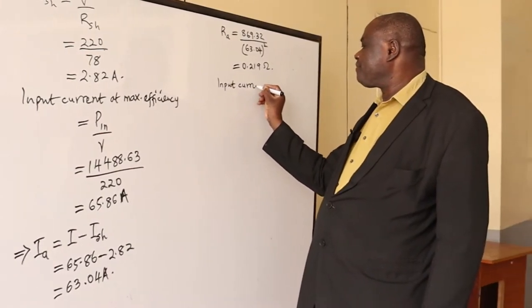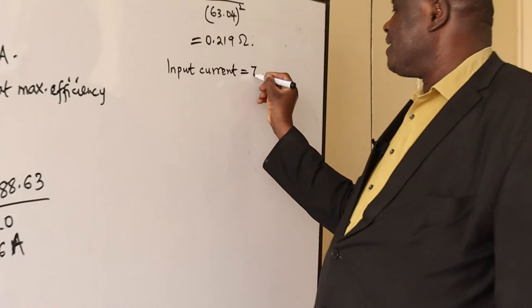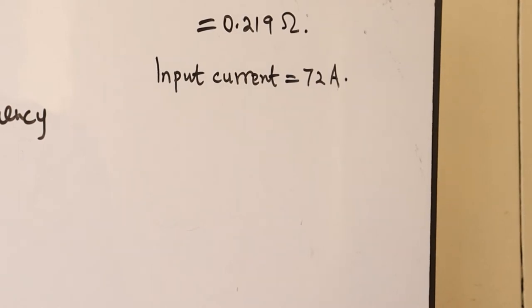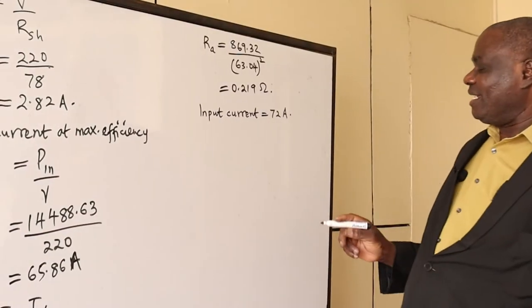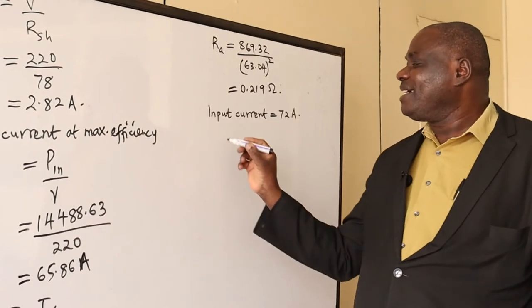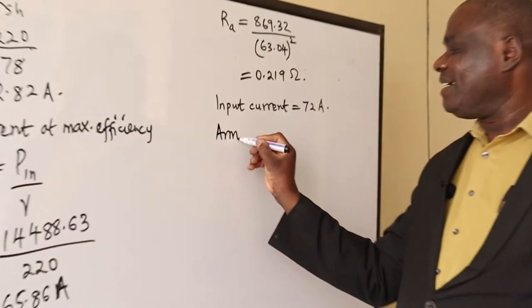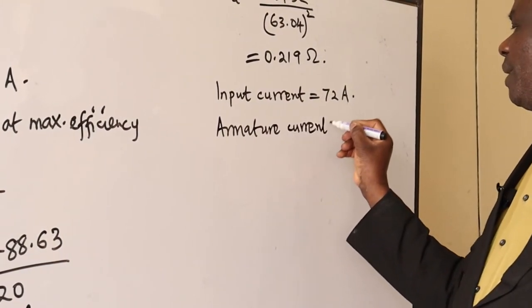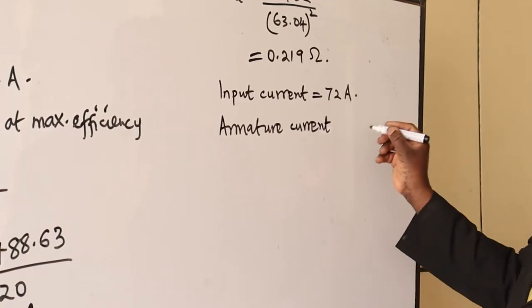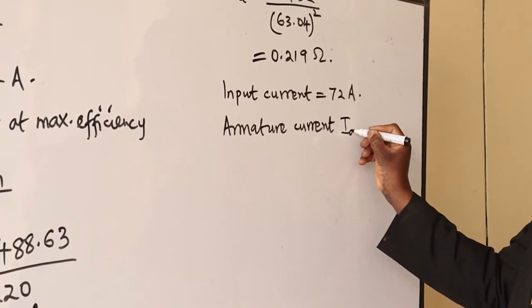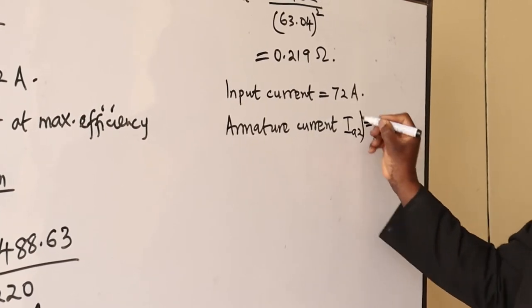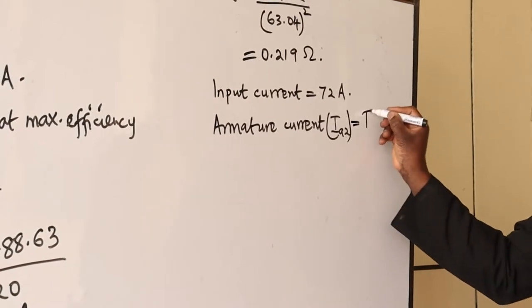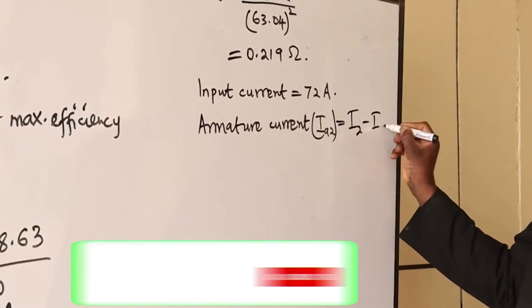Input current is now 72 amps. The new input current is now 72 amps. Therefore, armature current will now be equal to, let's call it IA2. Our IA2 will be equal to what? It will be equal to I2 minus I shunt.